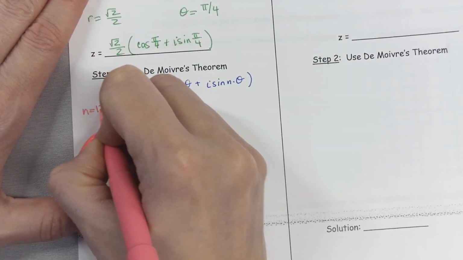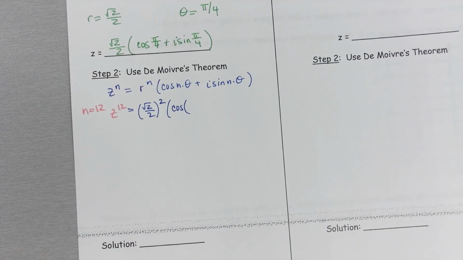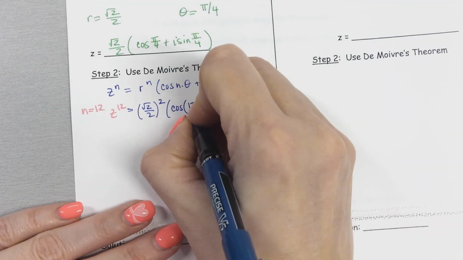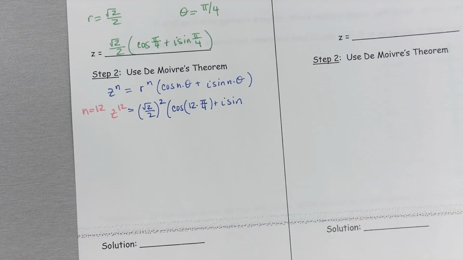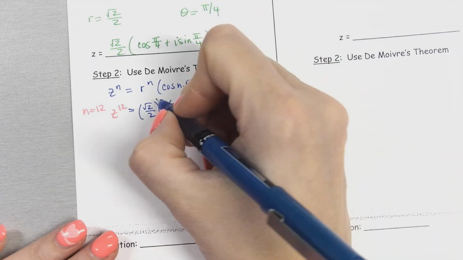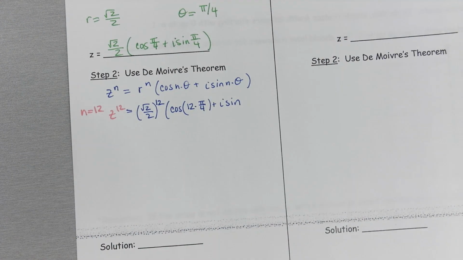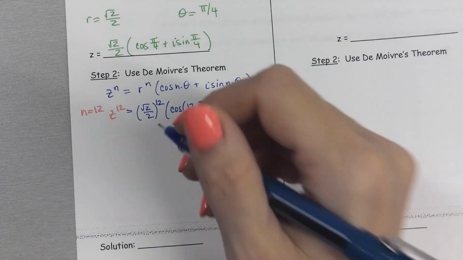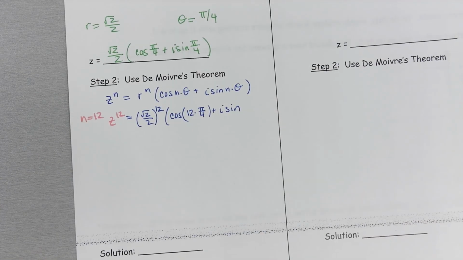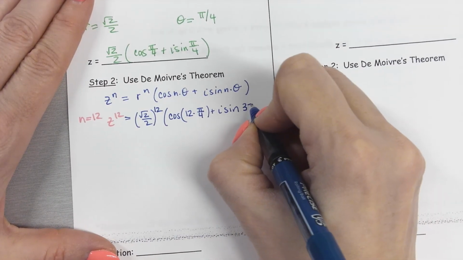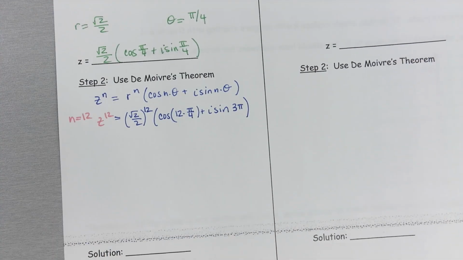Okay, so you have z to the 12th equals, okay, and then we're going to multiply 12 times pi over 4. Oh, 12, sorry. Thanks. Okay, so your n value is going to be 12, so you have root 2 over 2 to the 12th, and then 12 times pi over 4. What is 12 times pi over 4 simplify to? 3 pi.